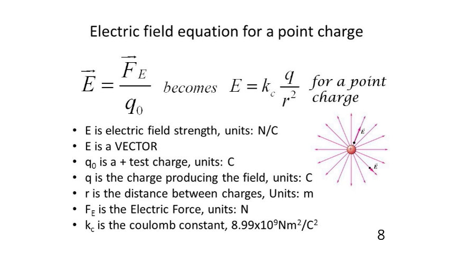The electric field equation is E equals Fe over Q, which can become E equals K times Q over R squared. E represents the magnitude/strength of an electric field, and Fe is electric force, both being vectors. Q is a positive test charge, or charge producing the field, and K is the Coulomb constant.